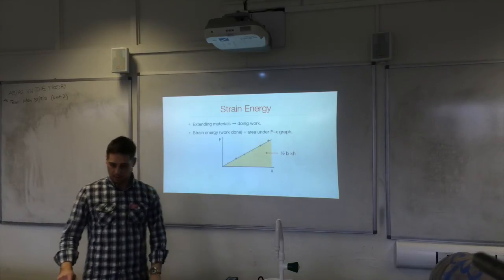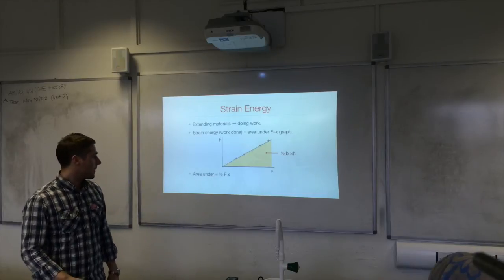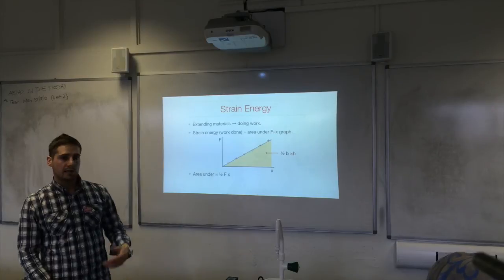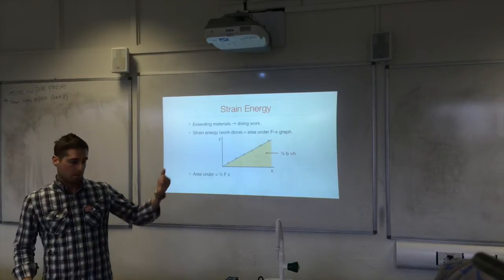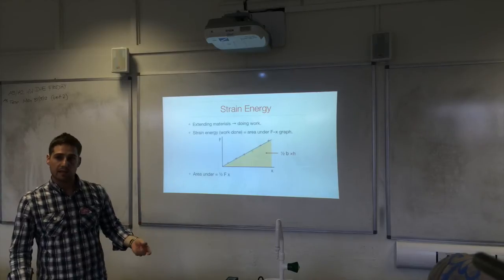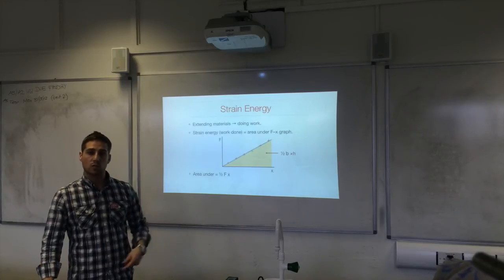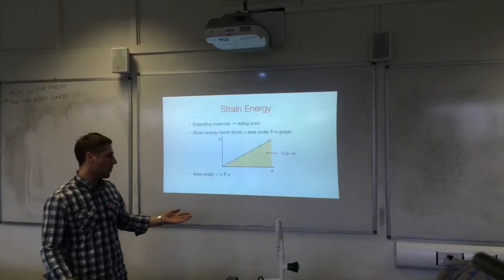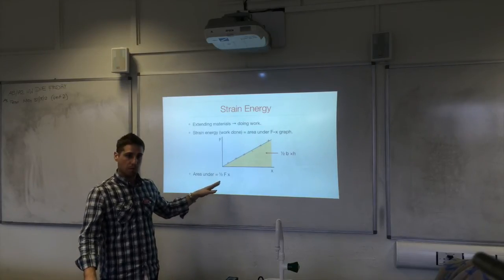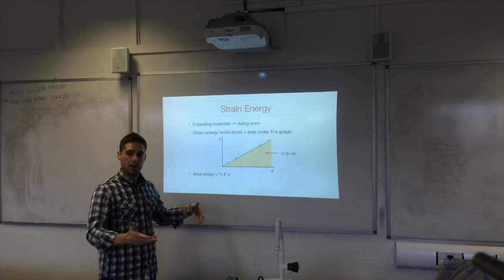So half base times height gives you half Fx, and if you replace F with the Hooke's law equation, F equals kx, then you get half kx squared. So you don't even need to know what force you applied. If you know the force constant, then you can just multiply that by the extension squared.